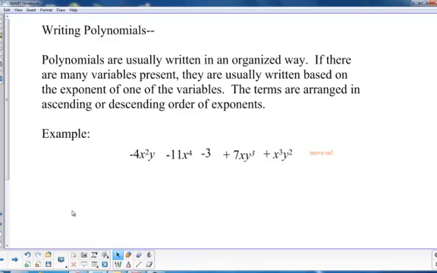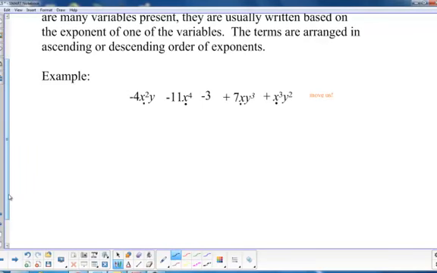Now, typically, you look at the x variable and you put them in order with the x. So this is the biggest x exponent, so we're going to write that first. So that whole negative 11 x to the 4th goes first. The next biggest x exponent is the x cubed. So that's a positive x cubed y squared.